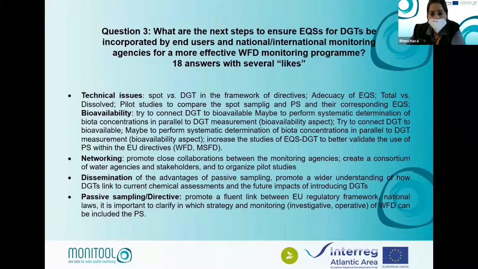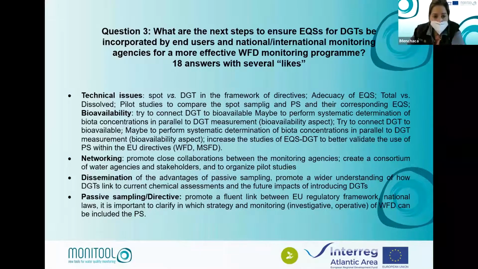So these pilot studies could increase. Some of the participants said that there is a need to include or to increase the studies of the EQS DGTs to better validate their use in the context of the directives. The second group was in relation to the networking, in relation to promoting the close collaboration between the monitoring agencies in developing a network and creating a consortium with different water agencies and stakeholders, and to organize the aforementioned pilot studies.